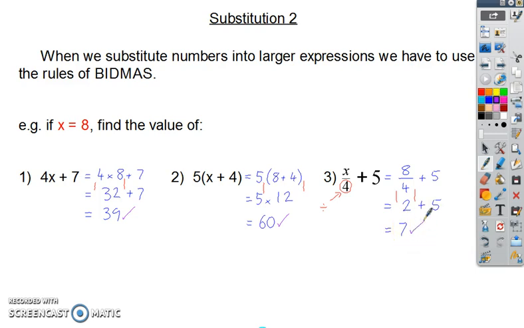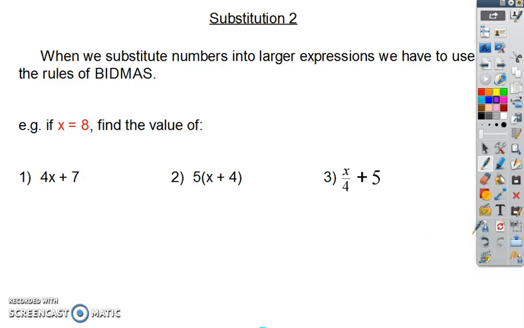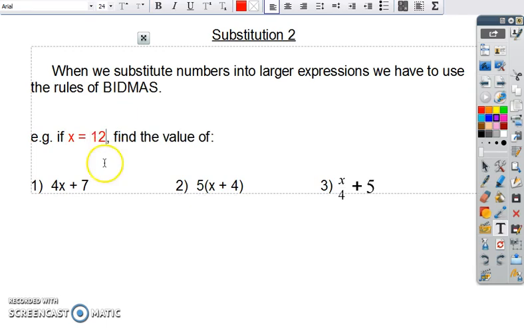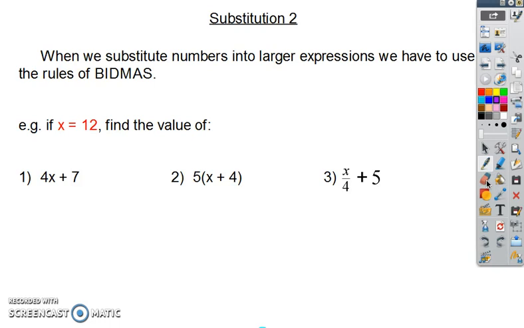Okay, if you feel brave enough to try your questions now, please do so. Otherwise, stay with me. I'll change the value of x and we'll run through some more examples. Okay, we're going to clear these annotations. And I'm going to change the value of x. Instead of being 8, I'm going to make it 12. Okay, ready for these ones, people. If x is 12, find the value of.